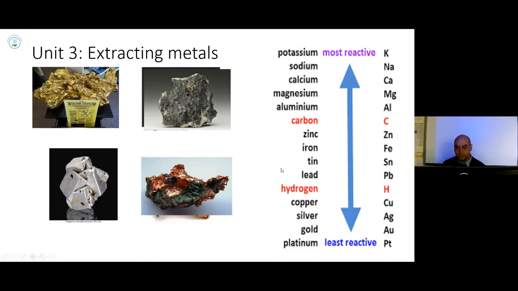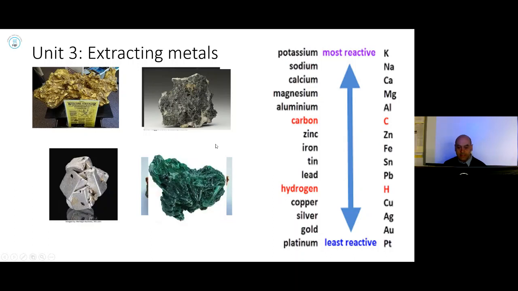Now, iron. Let's talk about iron. It is smack bang in the middle of the reactivity series. Would we find that as a native metal? The answer is no. Oh, and by the way, this is more likely the way you'll find copper. This is the ore malachite.